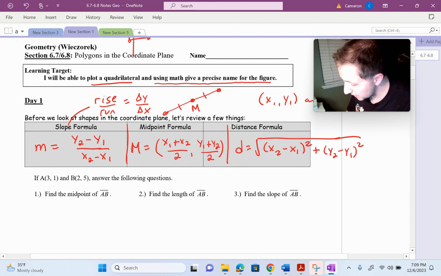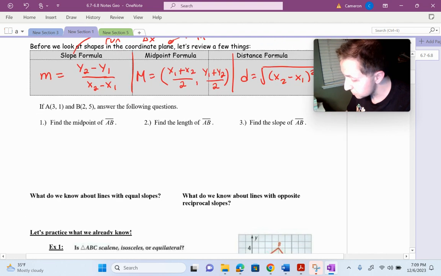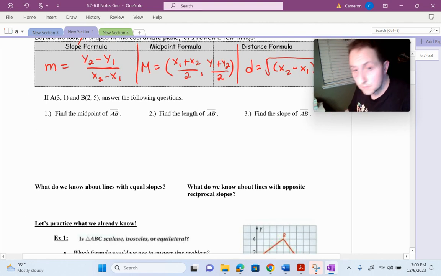Okay, so let's take a look and just recap how to use these with numbers. Let's say I have two points, A(3, 1) and B(2, 5). I'm going to let this be x1, y1, and this be x2, y2. And I want to answer the following questions. Number one, I want to find the midpoint of segment AB. So I'm going to use my midpoint formula in the middle here.